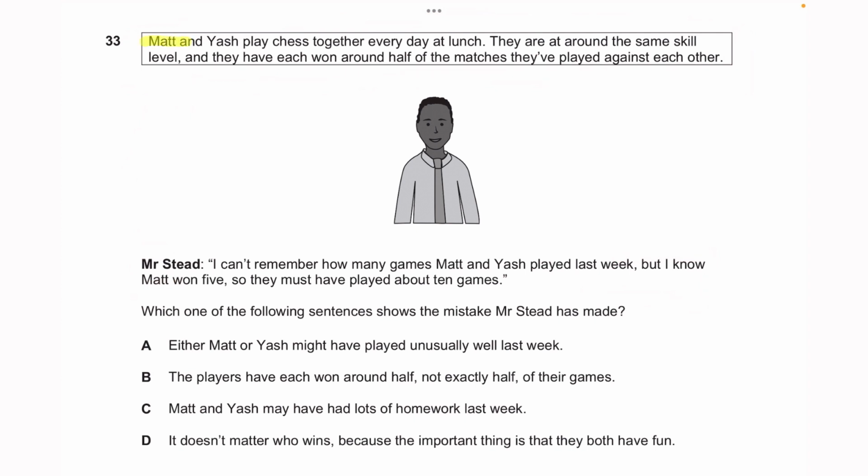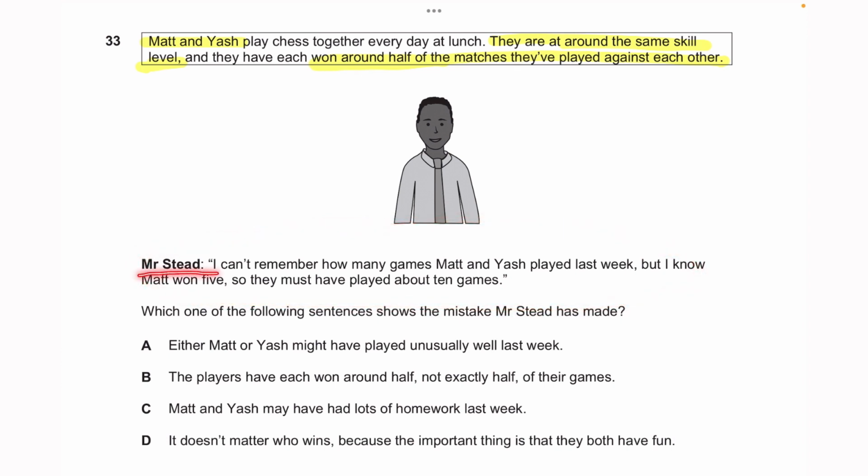We know that Matt and Yash always play chess together, and they are at around the same skill level, okay? And it says they have each won around half of the matches that they've played against each other. Now, is this half the matches per day, or is it in their lifetime, or in the duration that they've played together? So it could be months or years that they've played against each other. So now that we understand this, let's try and analyze this.